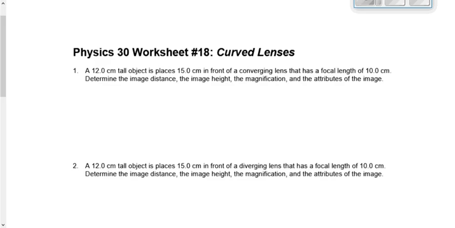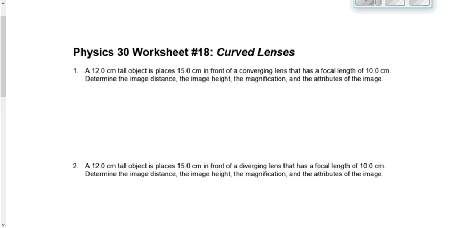We had two questions for homework. I want to do both of these questions. They look almost identical. One difference is that we have a converging lens in the first one and a diverging lens in the second one. We're going to go through both of them. We're going to illustrate how two questions that are virtually identical to one another can produce completely different answers.